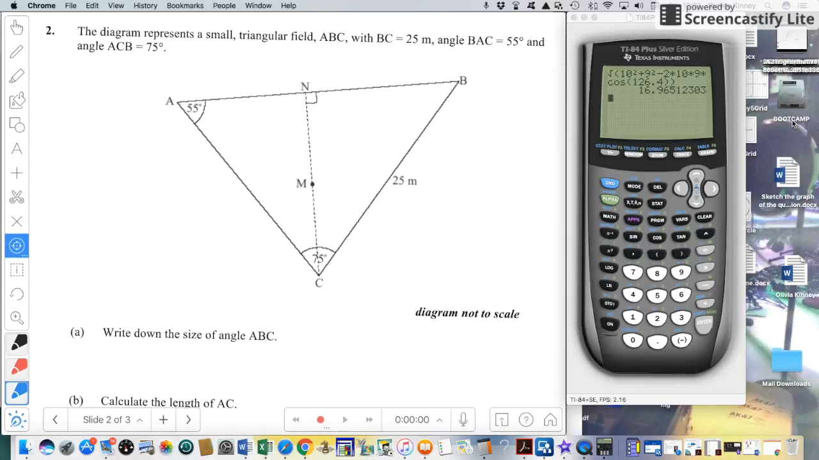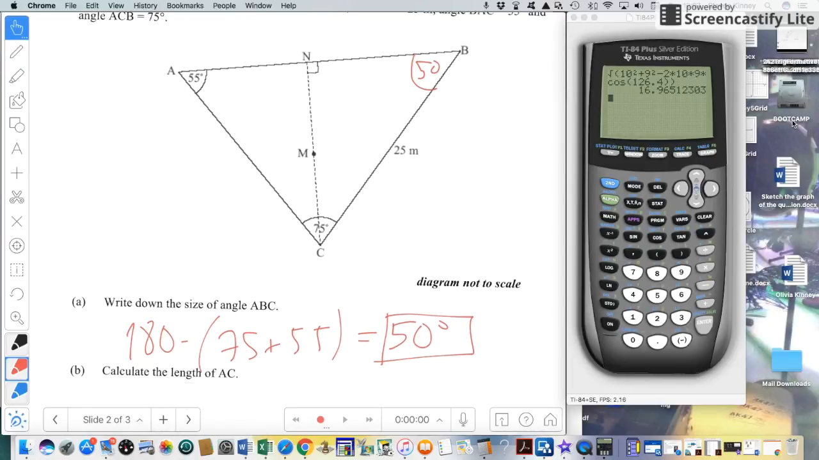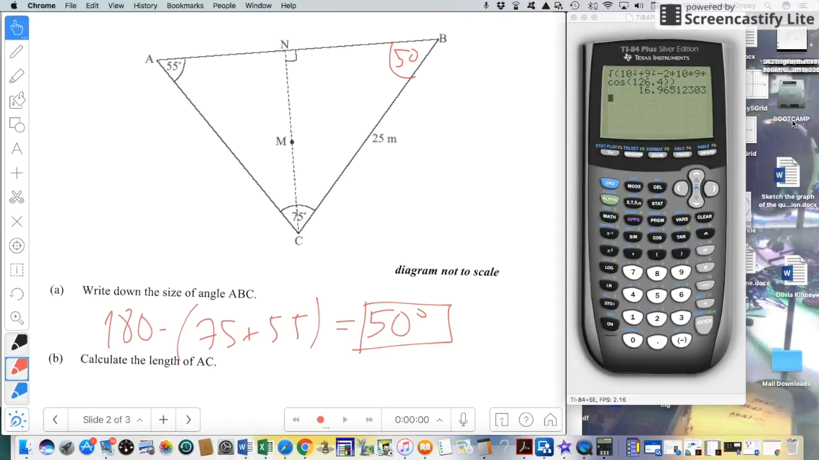We have two angles out of this triangle. Let's find the third angle up here, ABC. 180 minus the sum of the other two angles, 75 plus 55. That's 130. 180 minus 130, I got 50 degrees for ABC. Okay, that might come in handy later. B, find the length of AC.